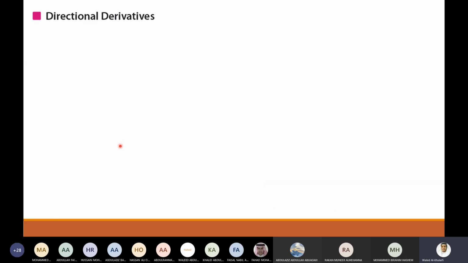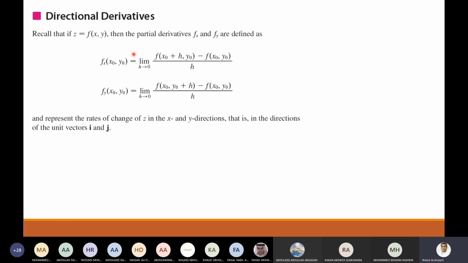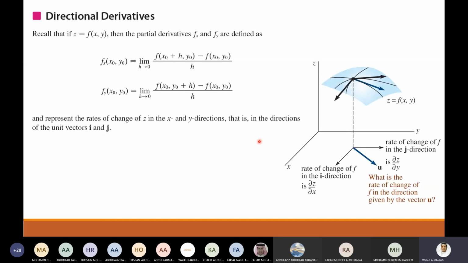The second part is the directional derivative. What does it mean and why do we need it? Remember what we took in section 14.3, the partial derivatives. The partial derivative of f with respect to x at (x naught, y naught) is equal to this limit. We have seen this before. We can think of it as the rate of change of z, the function, in the x and y directions, that is, in the directions of the unit vectors i and j.